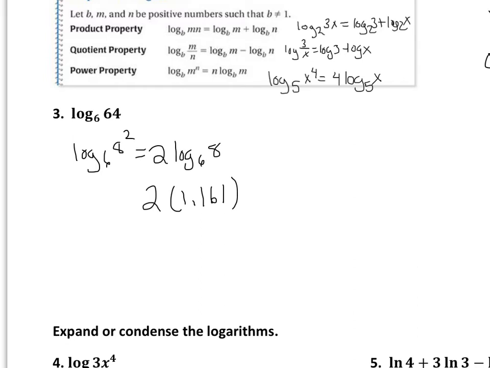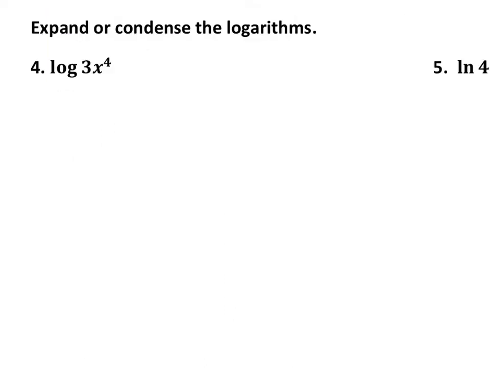Now let's see how we can do it when they want us to expand or condense things down, okay? It says expand or condense the logarithms. Alright, well, I can't condense it anymore because log of 3x to the 4th is as condensed as it'll get. So that means I've got to expand this one. So what operation is going on between 3 and the x to the 4th? Multiplication. So product property says I can change it to this.